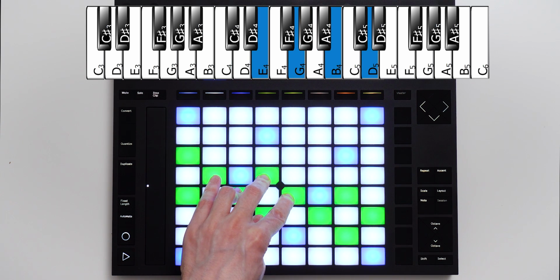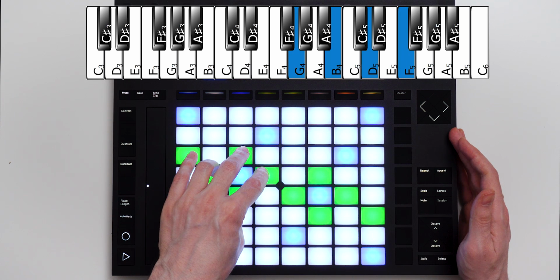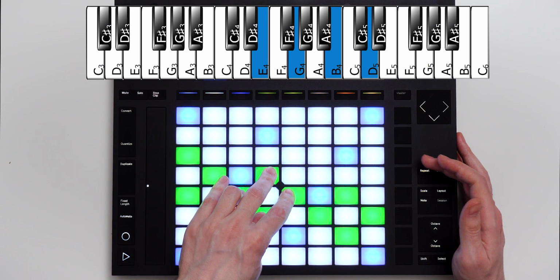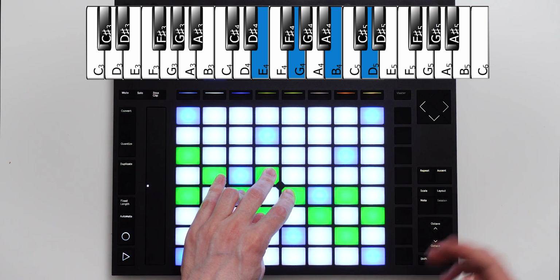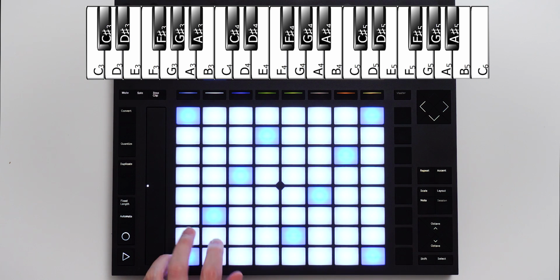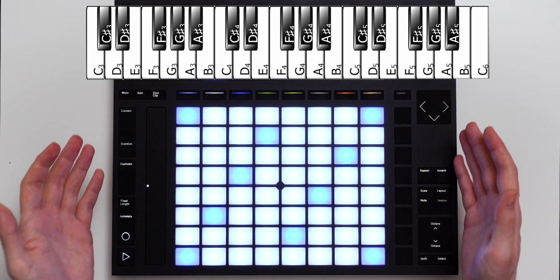Like this E minor 7th. Before knowing this and learning all about this layout on the Push, if you told me to play the E minor 7th, I would tell you, I don't know, that sounds very complicated. But it's so simple that I don't know what I was doing, not learning about music theory. It's so simple when you grasp it.